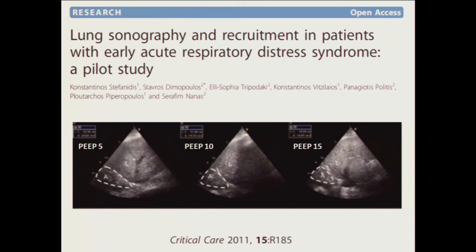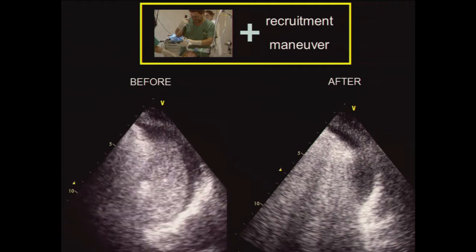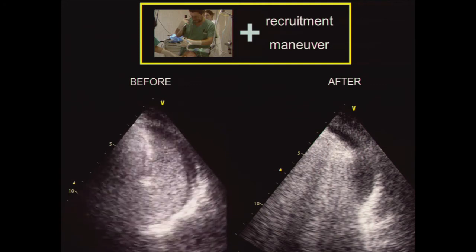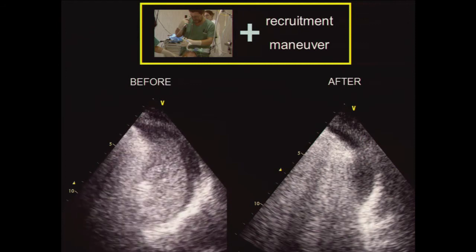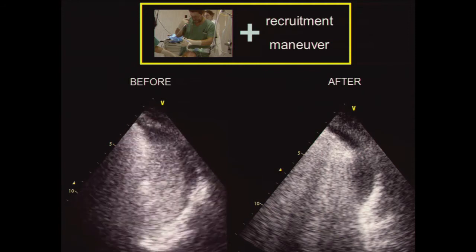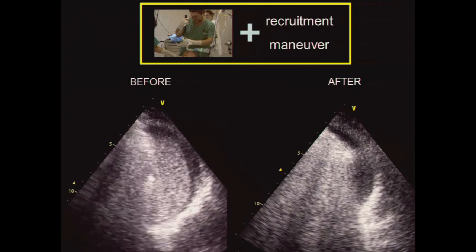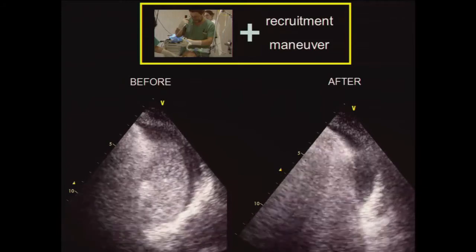I don't like the technique proposed by these authors, but I like their idea, and this is my way to try to compare the amount of derecruited lung before and after a recruitment maneuver. So on the left, you can see that the dependent part of the lung is completely deaerated. We performed in this patient bronchoscopy and then a recruitment maneuver, and the effect was clearly visible bedside.